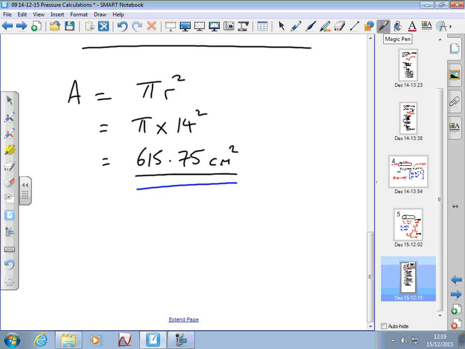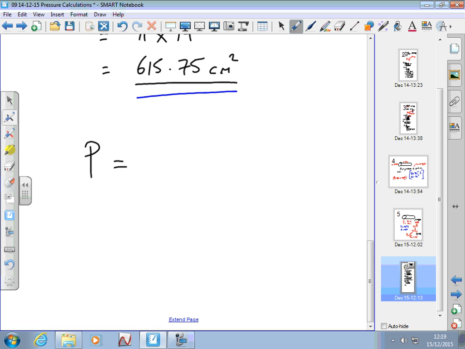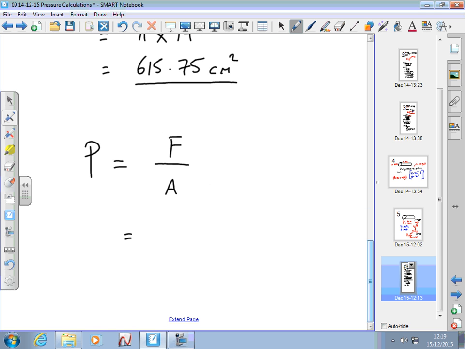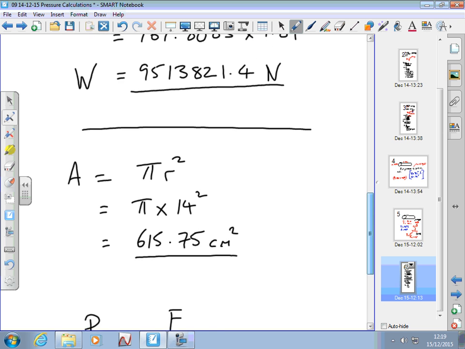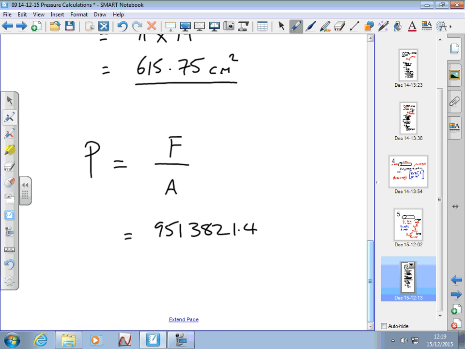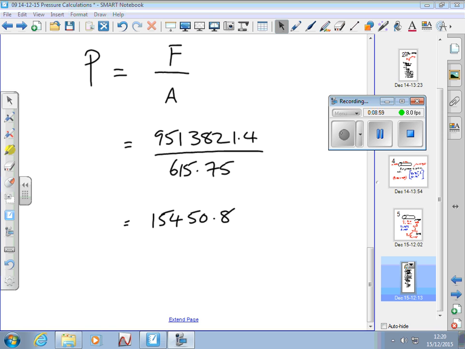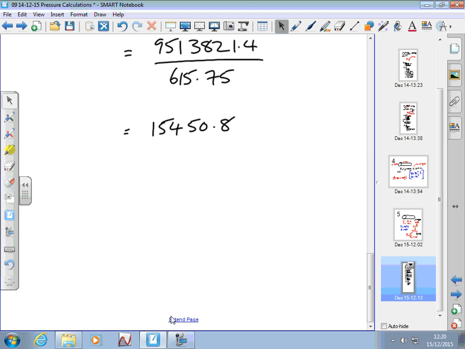So the pressure just equals the force over the area. So that's going to equal the force, which is this 9,513,821.4 over the area, which is 615.75. So I'm now going to put that into my calculator, and now I'm going to round. So I get 15450.8 if I round it slightly.